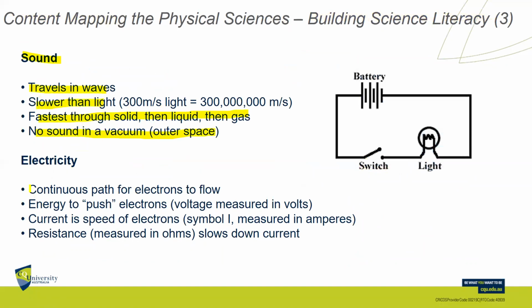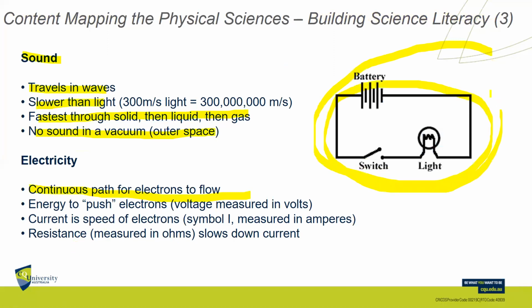Electricity. Again, let's strip it down to 4 basic concepts. Continuous path for electrons to flow creates electricity. Energy to push the electrons. So voltage is measured in volts, current is measured in amperes, and resistance is measured in ohms. It slows current down. So we have this continuous flow, and we can manipulate a circuit to manipulate that flow. So that makes us very powerful. That makes us really interesting as people and as scientists.